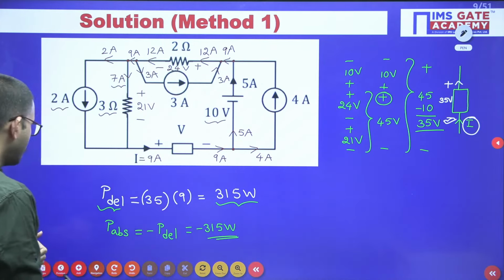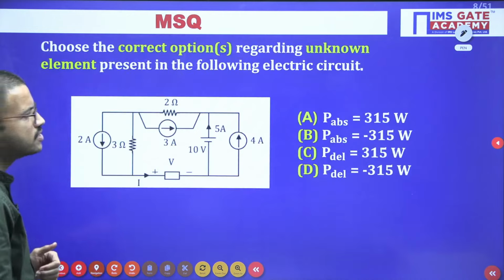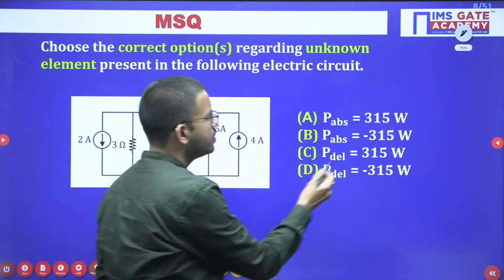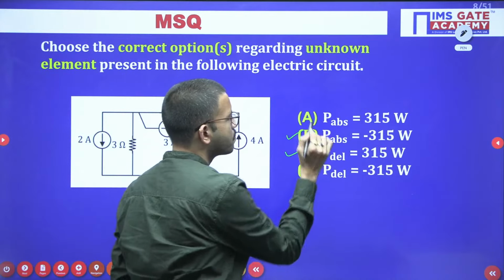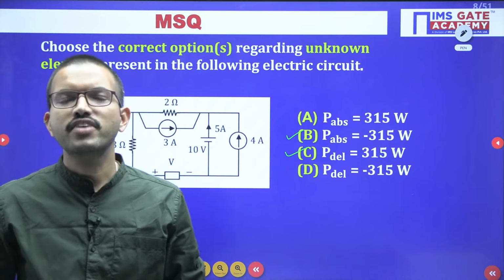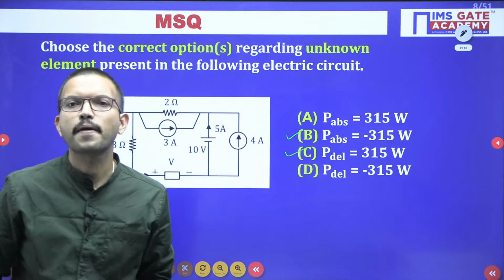Okay, right. So with this understanding, now you can choose the options. Delivered power is 315 watt. Delivered power is 315 and absorbed power is minus 315. So options B and C are correct. Yes, very good, Raghuttama. Excellent.